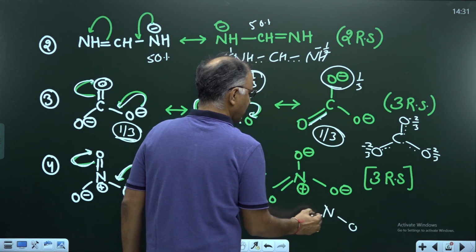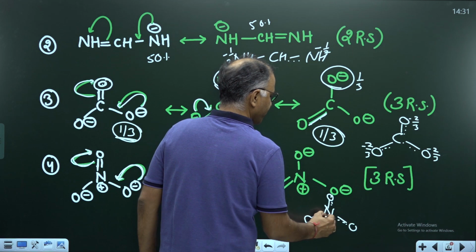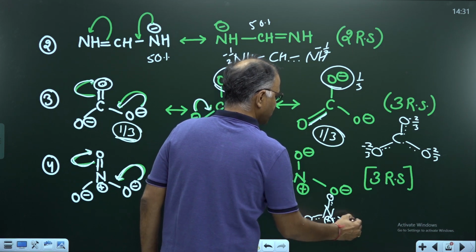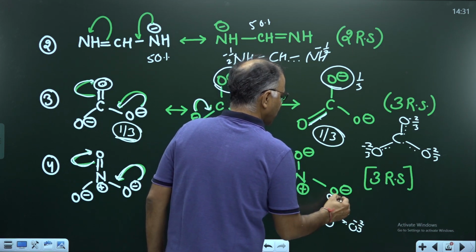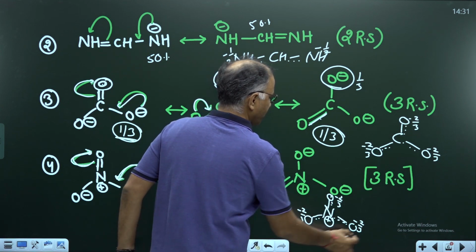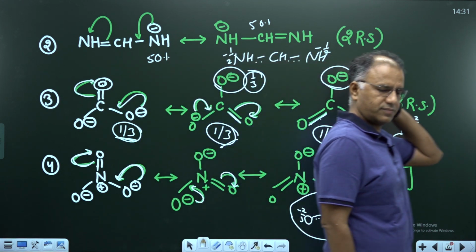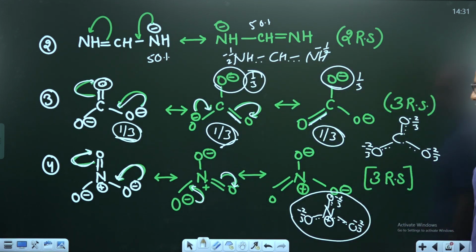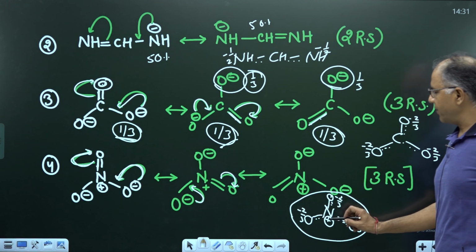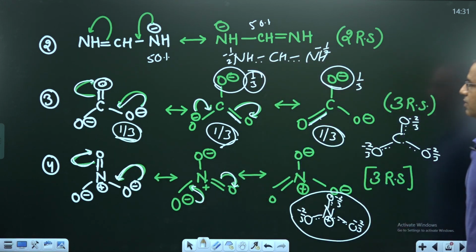Can you draw the resonance hybrid? Yes, we can draw the resonance hybrid. This nitrogen has complete positive charge, then -2/3, -2/3 and -2/3. 3 RS of equal stability. And nitrogen must have complete charge because this nitrogen positive charge is localized.